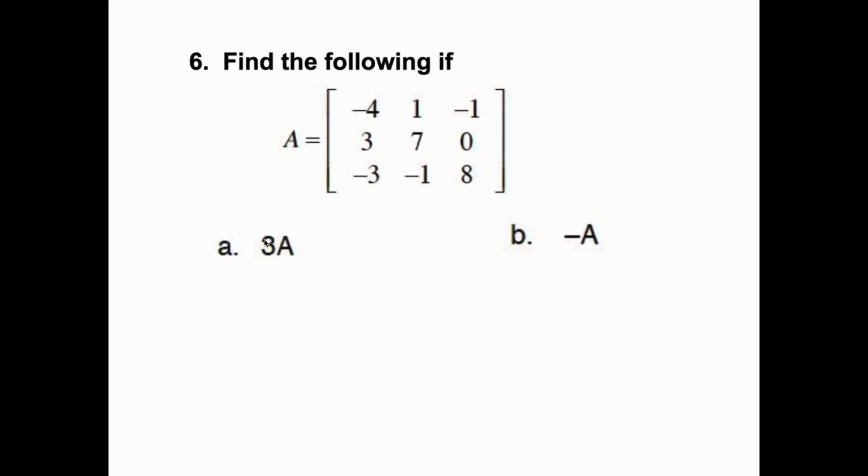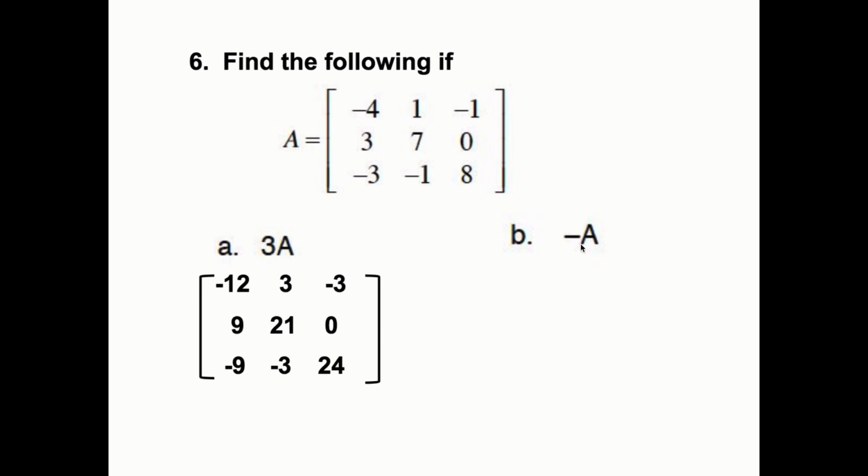Okay, number 6, this is multiplying by the number 3 to matrix A. So all of these are going to get multiplied by 3. So negative 4 times 3 is negative 12. 1 times 3 is 3. Negative 1 times 3 is negative 3. Your second row, 3 times 3 is 9. 7 times 3 is 21. 0 times 3 is 0. Bottom row, negative 3 times 3 is negative 9. Negative 1 times 3 is negative 3. And 8 times 3 is 24.